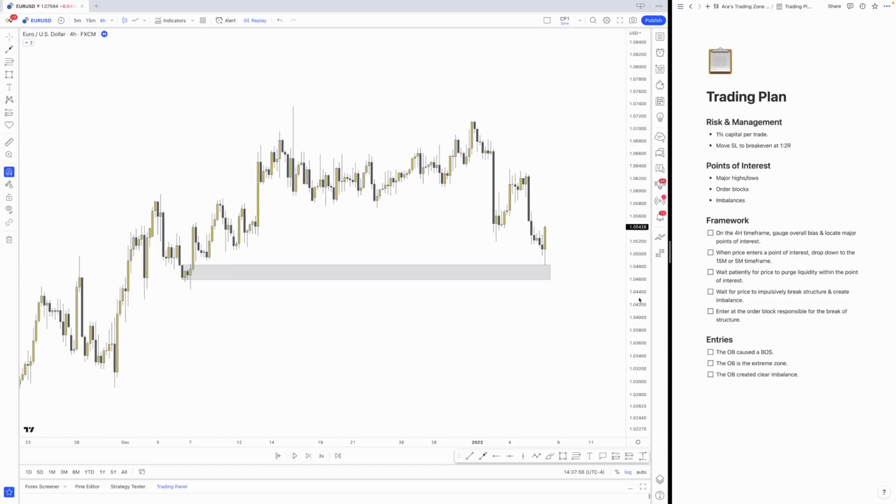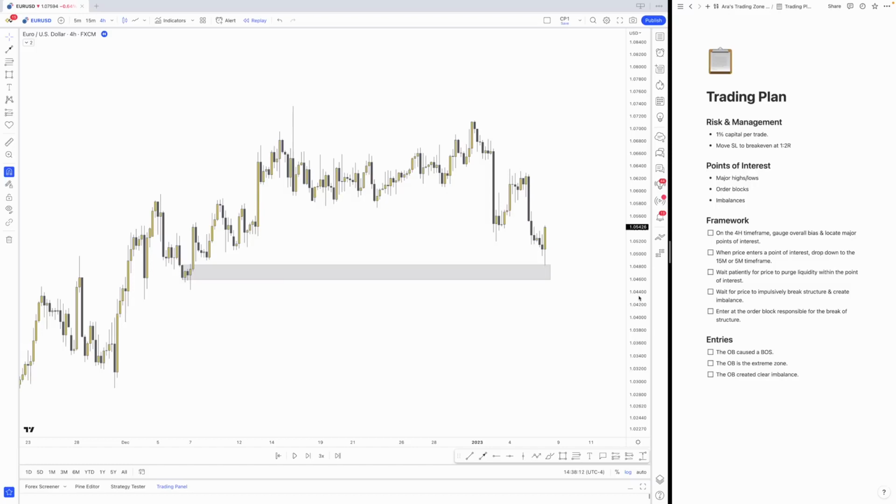So first of all, I'd like to mention that a point of interest on a higher time frame does not need to be perfect, because we're not looking to actually enter from that point of interest. We're simply looking for a reaction from that point of interest, and then we go to a lower time frame to further investigate.